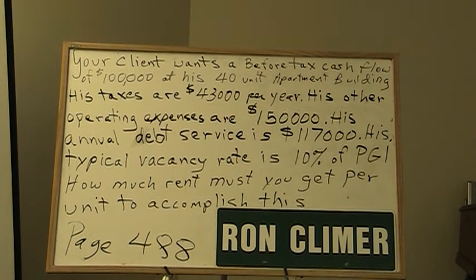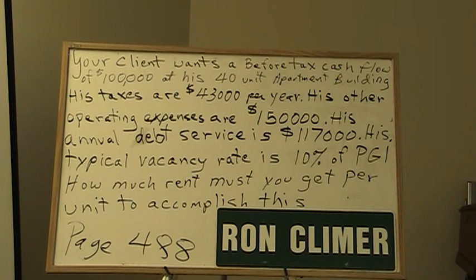Now, I want you to take a look at that problem that's on the board, and I want you to write it down because it's not going to be available for the whole video. It says your client wants a before-tax cash flow of $100,000 at his 40-unit apartment building. His taxes are $43,000 per year. His other operating expenses are $150,000. His annual debt service, which as you know is a fancy word for mortgage payments, is $117,000. His typical vacancy rate is 10% of his potential gross income. And your question is, how much rent must you get per unit to accomplish this?